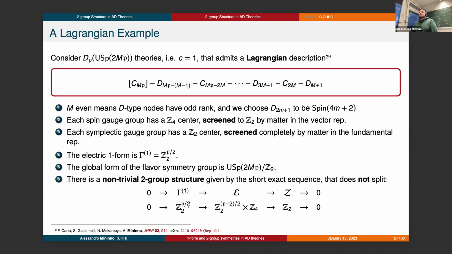And it doesn't split because this is very similar to what we said before. You just pick up a Z2 factor here, then you will have a P minus 2 over 2 times Z2, and then you have again the two-group structure given by Z2, Z4, Z2, which is the one that we had before. And this is why it's sufficient to put P equal to 2, and you recover exactly the same example that we had found before. And this is a Lagrangian example, and we are claiming that this is true for any non-Lagrangian example.